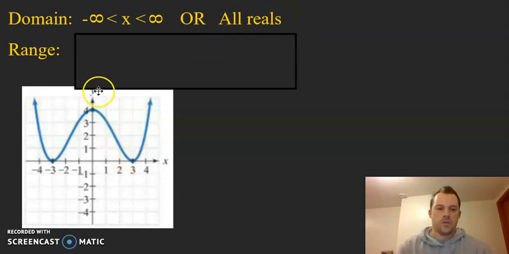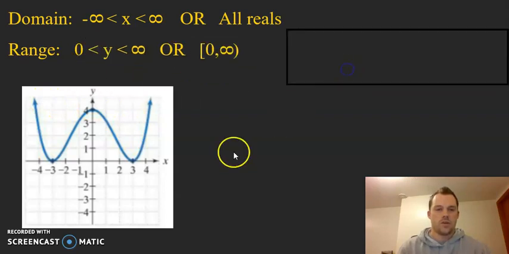And then for our range, our y value goes all the way down to, there's 2 points here where it gets to y equals 0. And then as we increase, we've got arrows going up towards infinity. So our range is going to be 0 to infinity, or we could use interval notation there with a bracket and parentheses around infinity.